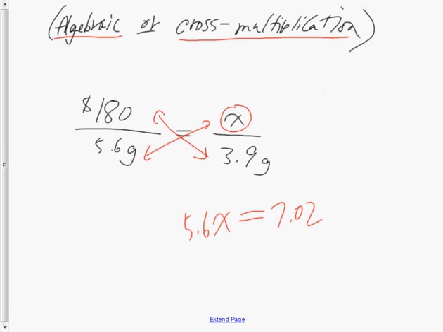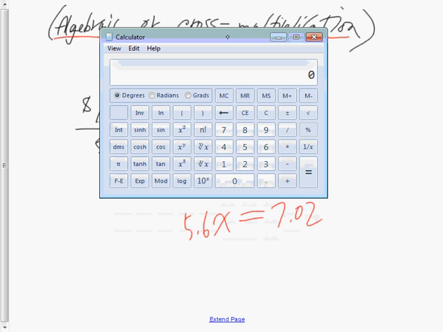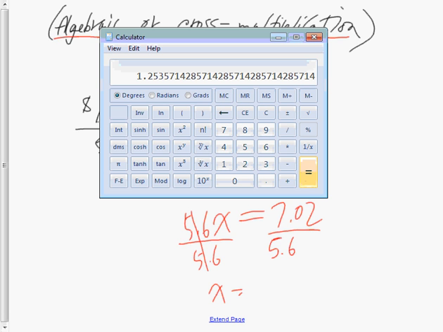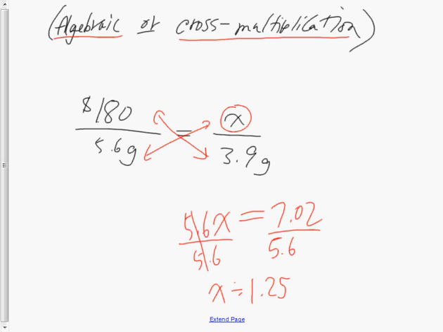Okay? So what you do is you create this algebraic equation from a proportion, and when you solve for the missing value, you take your 7.02, and you divide it by 5.6, because here I would isolate the variable by dividing both sides by 5.6. And when you do so, you get approximately 1.25. I'll put my approximate symbol. So it's x is approximately equal to $1.25 per 3.9 grams. That's the rate. Okay, so the missing value is $1.25.